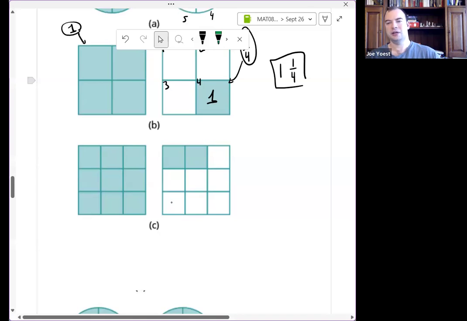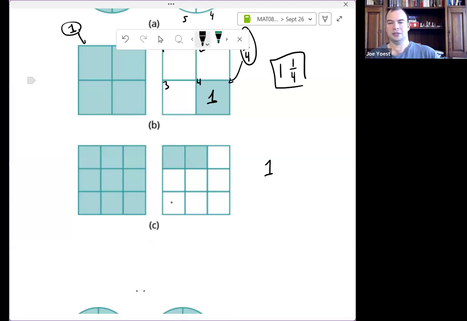And similarly down here, I see that, again, I have one whole block shaded in. And my second block is split up into 9 sub blocks, 1/9 each. And I have 2 of those. So 1 and 2/9.